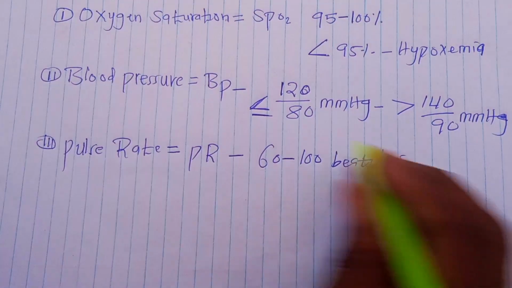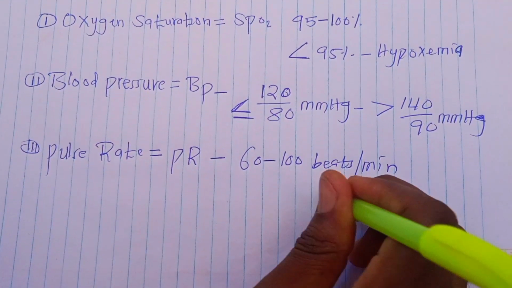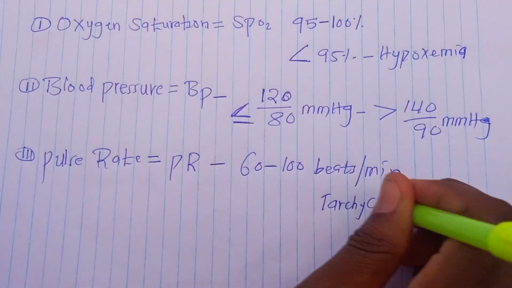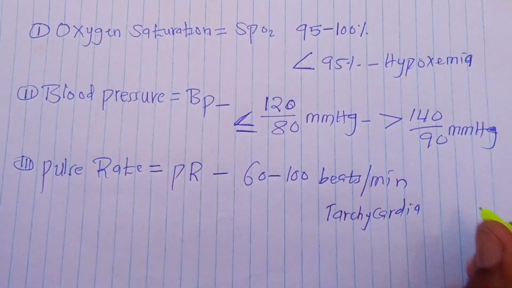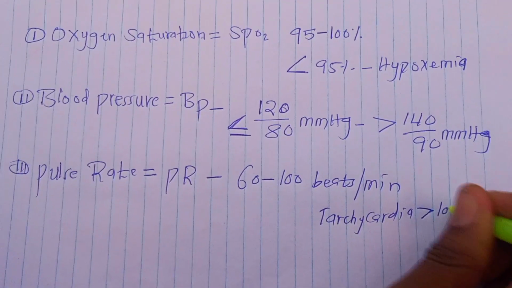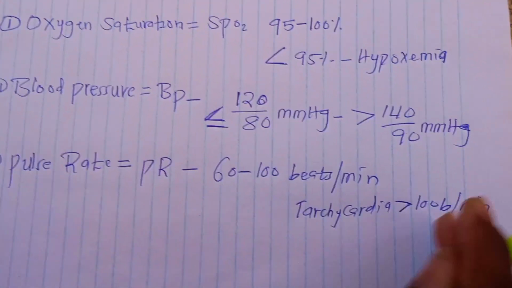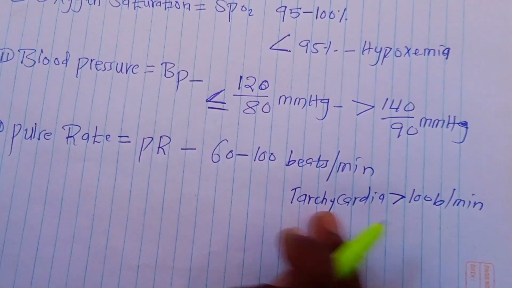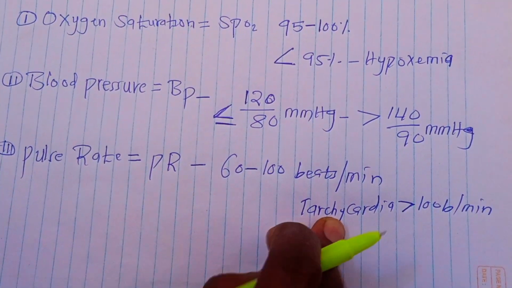Any value greater than 100 beats per minute is considered a high pulse rate, and that is called tachycardia.